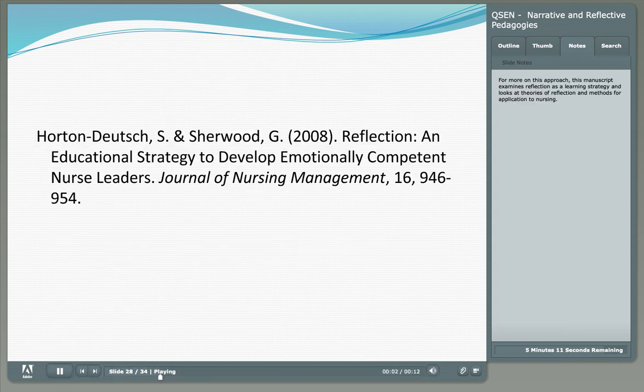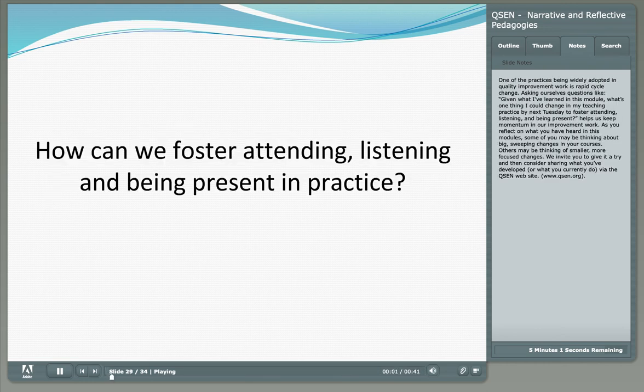For more on this approach, the Horton-Deutsch and Sherwood manuscript examines reflection as a learning strategy and looks at theories of reflection and methods for application to nursing. One of the practices being widely adopted in quality improvement work is rapid cycle change.